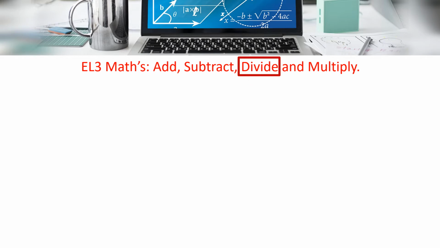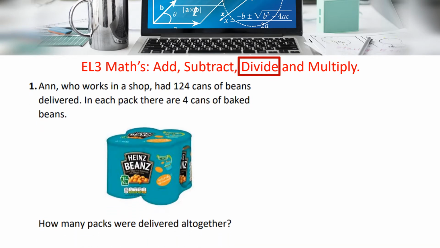Now let's look at dividing. We'll look at dividing with a single number first. So Anne works in a shop, has 124 cans of beans. In each pack there are 4 cans of baked beans. How many packs were delivered altogether? In this question, it's just simply asking you how many 4s are in 124.